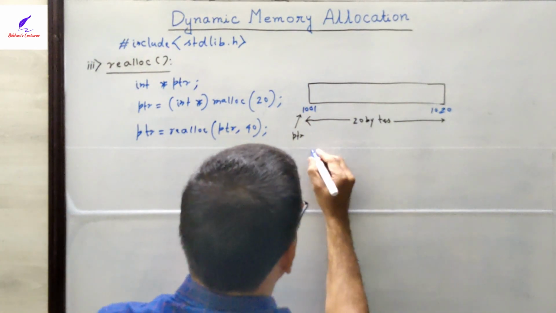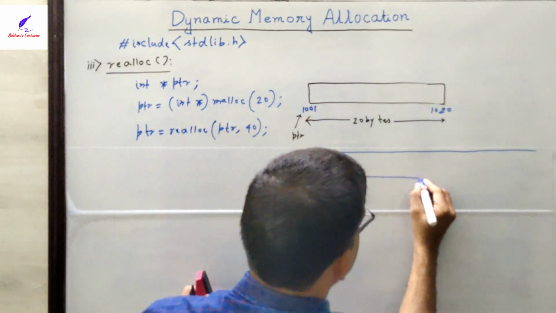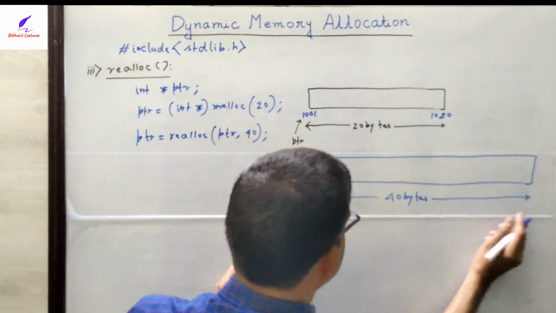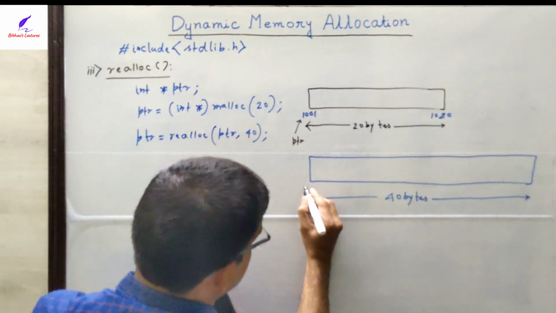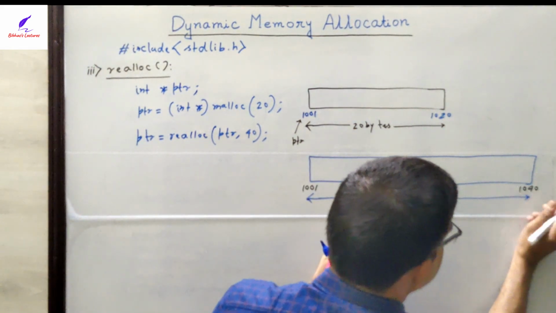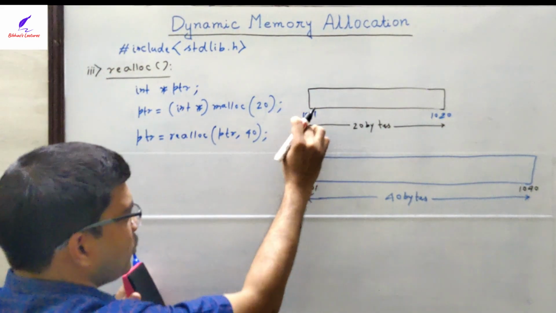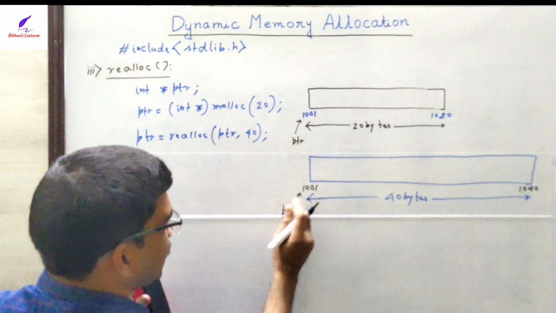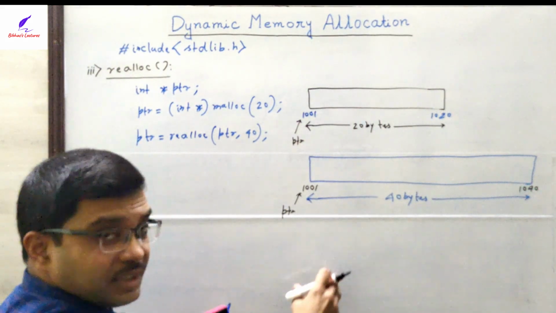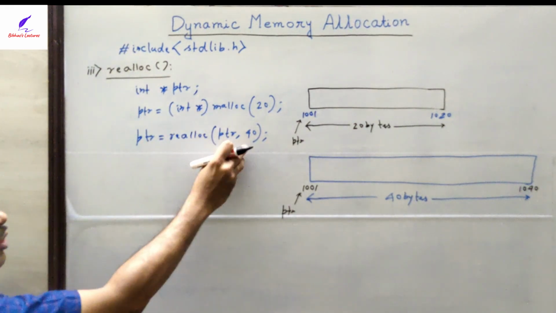So after executing this line, what will happen? The total number of bytes will be 40 now. These 40 bytes will be reserved. It will start from the same address, 1001, and now it will insert 1040. After allocating this memory, since it is starting from the same location, ptr will point to this location. So that is the reallocation. Initially it was 20 bytes, now we are increasing the number of bytes from 20 to 40 by calling the realloc function.